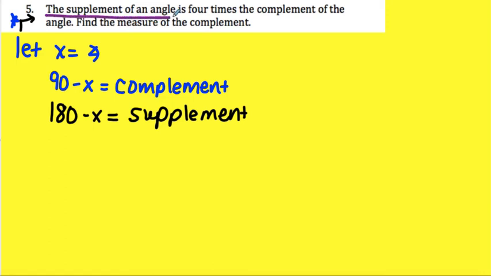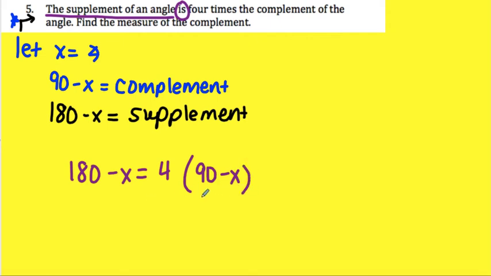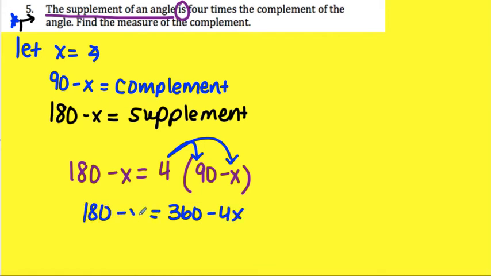The supplement of an angle, so 180 minus x, so is means equals 4 times the complement, so 4 times 90 minus x. And I'm using parentheses so that I realize that the whole quantity is being multiplied. All right, then I just do the algebra. I'm going to distribute, and I get 360 minus 4x equals 180 minus x.